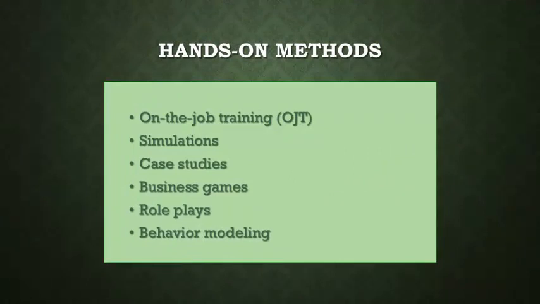Next, we have the hands-on method. With this, the trainee is actively involved in the learning. He is not sitting there listening, being passive. He is actively involved in that learning. There are several different options for hands-on training. We'll start with on-the-job training, which follows that social learning theory of observing and imitating.